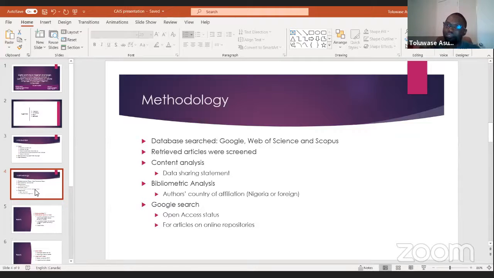For green open access status, I looked for those articles on ResearchGate, to see if their full text was available on ResearchGate, academia.edu, and other free repositories. And for gold open access, I also searched if those articles were published as open access by the publishers.